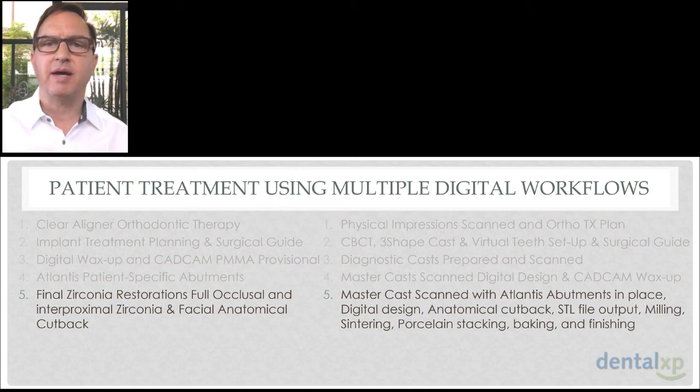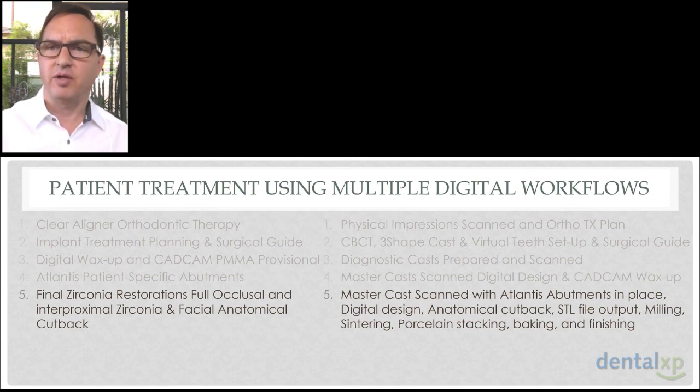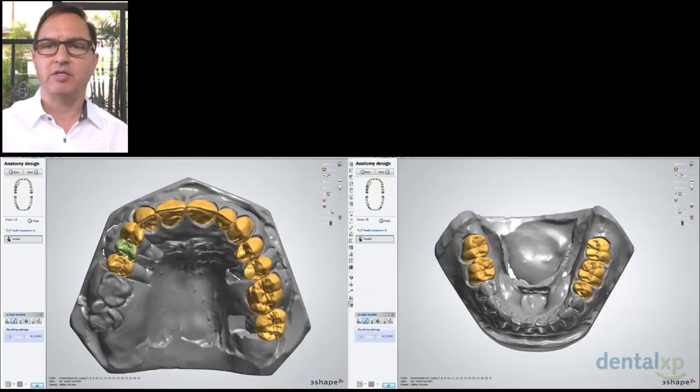The way we do that is on the master cast, we scan in those newer Atlantis abutments in place, we perform the digital design, and we then do the anatomical cutback digitally, not physically. Once the design is intact, we export the digital STL file, its output, and send it to a milling center, where that STL file is indexed into the block, nested, and milled. Following milling, there is a coloring or infiltration and sintering at 2950 degrees. Eventually, porcelain is stacked, and the restorations are baked and finished.